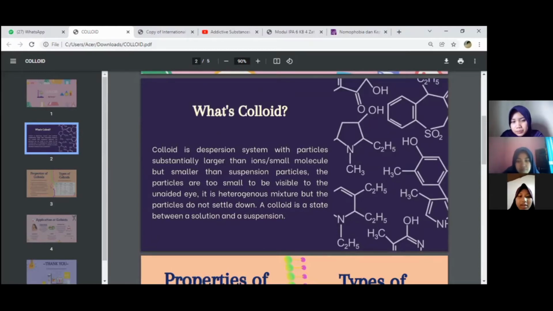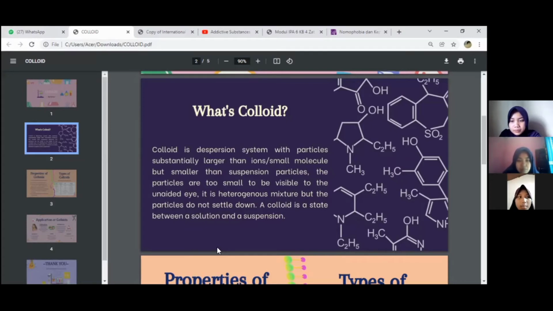Colloid is a dispersion system with particles substantially larger than ions or small molecules but smaller than suspension particles. The particles are too small to be visible to the unaided eye. It is a heterogeneous mixture, but the particles do not settle down. A colloid is a state between a solution and a suspension.